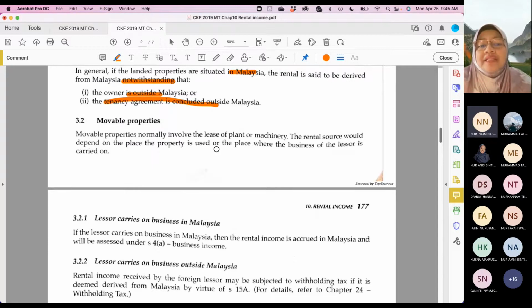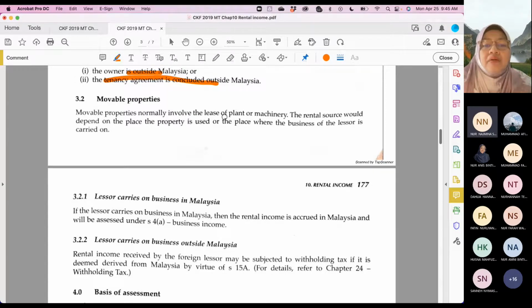But if you're talking about rental of a movable property, remember just now we have a motor vehicle, a ship or plant machinery. Movable property normally involves the lease of plant and machinery. The rental source will depend on the place the property is used. So if it is used in Malaysia, then the rental income is assessed or derived in Malaysia.